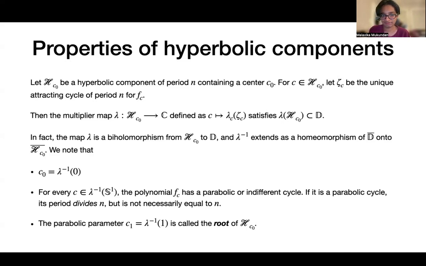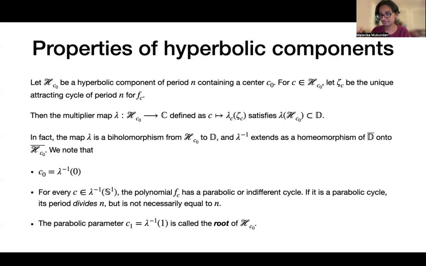But what is true, in fact, is that lambda is a biholomorphism from H to the unit disk. So this is basically saying that every hyperbolic component is a disk, and the canonical biholomorphism is the multiplier map. So the inverse function, lambda inverse, from the unit disk to H sub c naught, actually extends as a homeomorphism of the closed unit disk onto the closure of H sub c naught. So you can extend the inverse map to the unit disk, and the extension is a homeomorphism. So this gives you a different way of thinking about the center and some other points in the hyperbolic component.